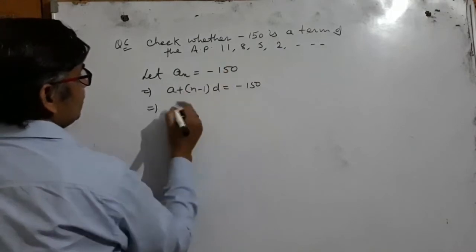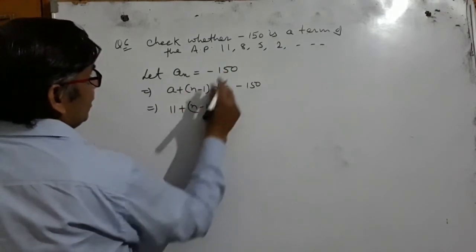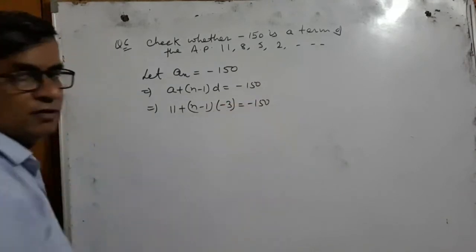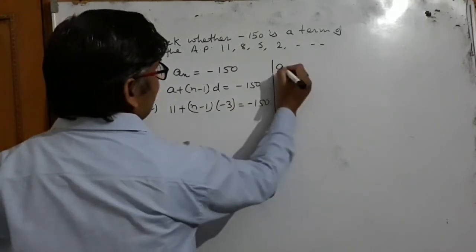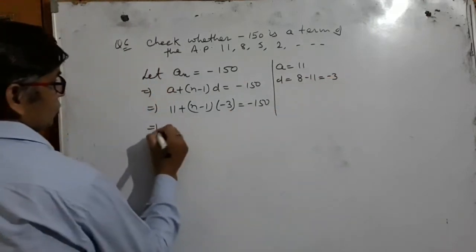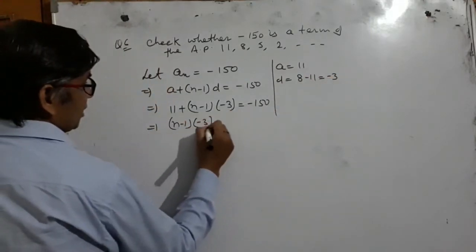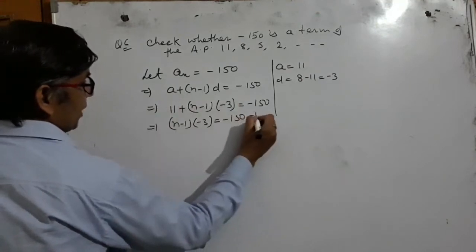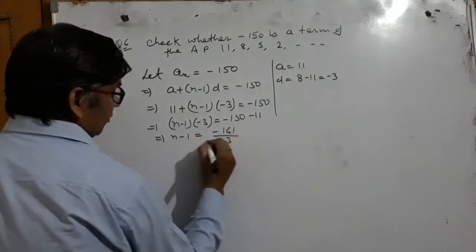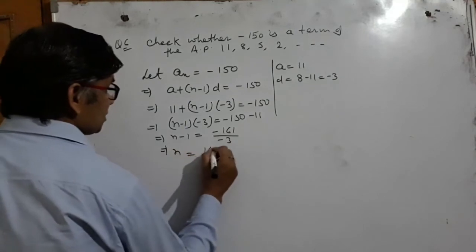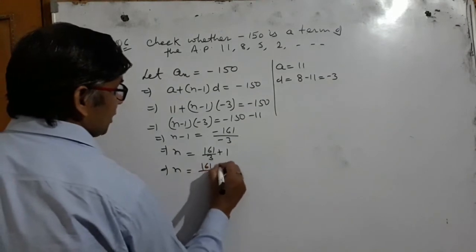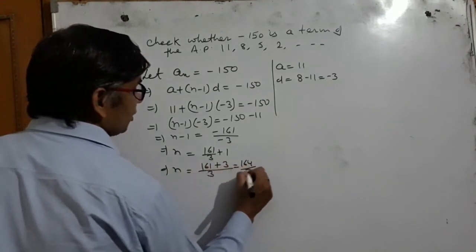A is 11, and we have to find d. D is 8 minus 11, that is minus 3. So (n minus 1) into minus 3 equals minus 150. Shift 11 over, minus 11: n minus 1 equals minus 161 upon minus 3. Minus minus cancels, n equals 161 upon 3 plus 1. So n equals, with LCM 3, 161 plus 3, 164 upon 3, that is 54 and 2 by 3.